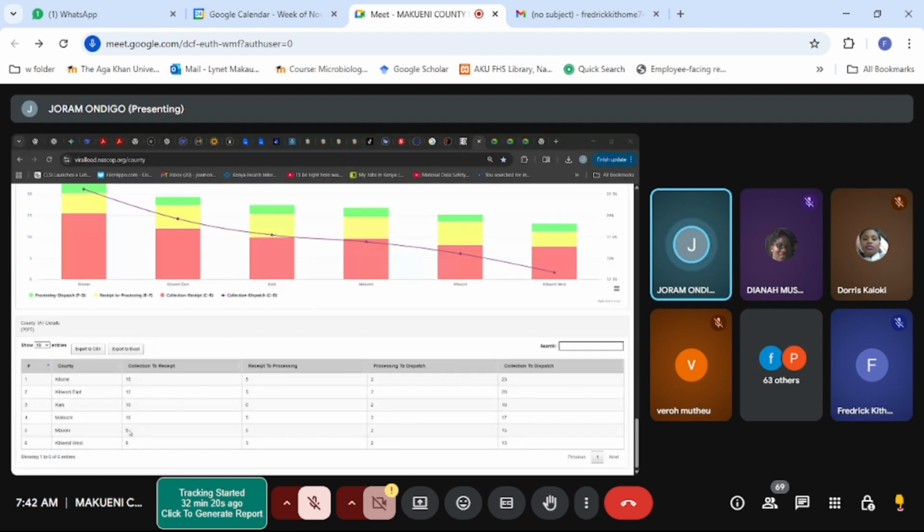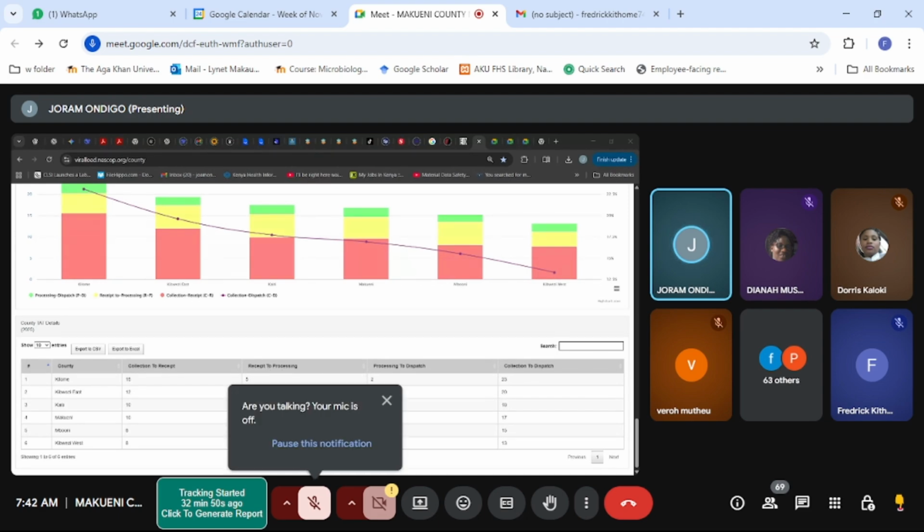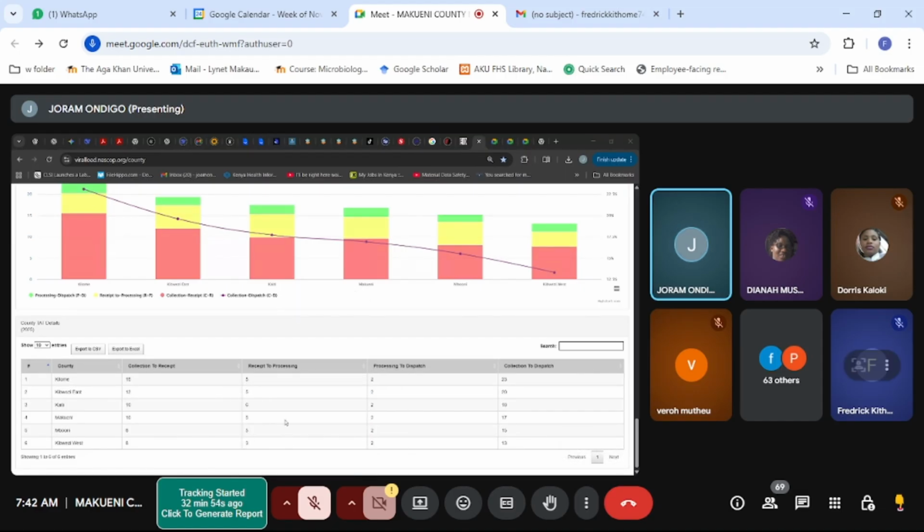From collection to receipt, Kilome is the one that delays a lot, with their samples for the given period that we are looking at, for the last 1 year or maybe the last 11 months, 15 months. Kibwezi East, around 12 days from the time the samples are collected to the time they reach the testing lab. Kaiti, around 10 days, Makueni, around 10 days, Mbooni, around 8 days, and Kibwezi West, around 8 days. At the testing lab, the time it takes from receipt to processing, once you have got that sample, how long does it take? It took them around 5 days, but Kibwezi West, it took them around 3 days.